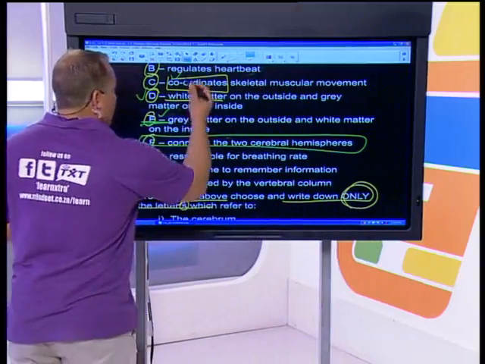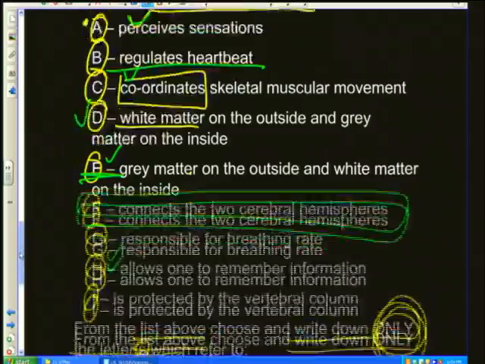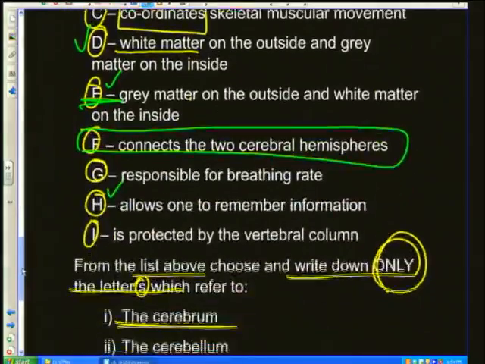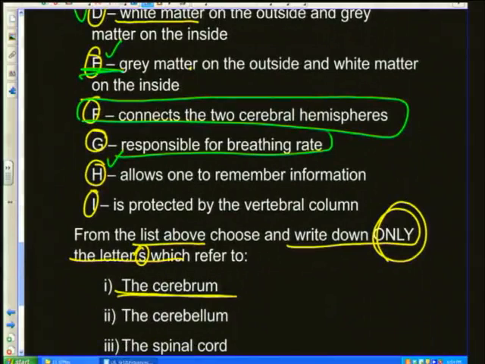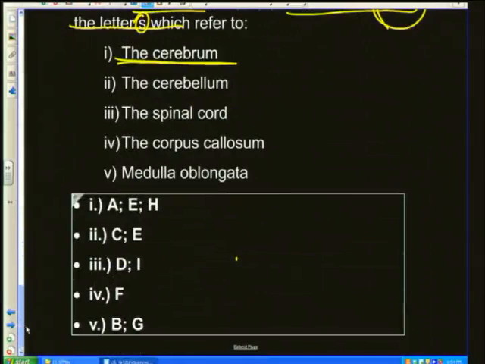So, let's see where it is. Regulates heartbeat and, where is it? Responsible for breathing rate. That's it. So, it'll be B and G.